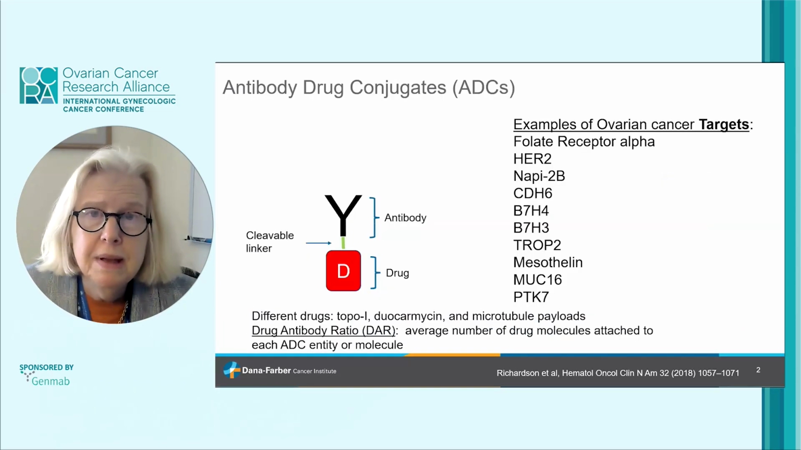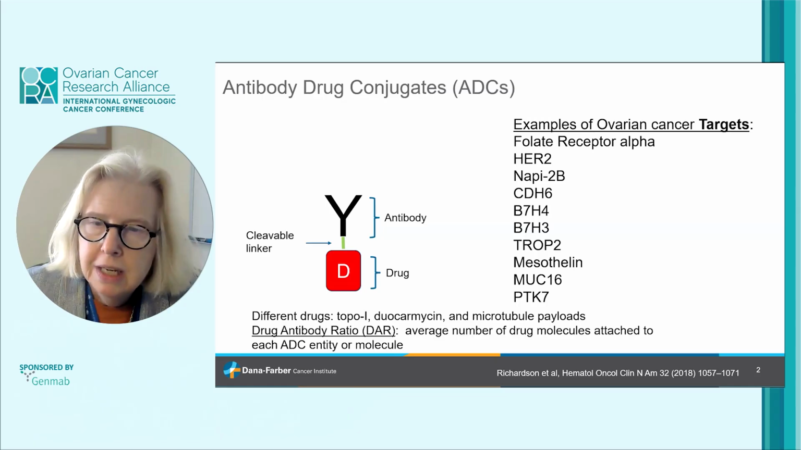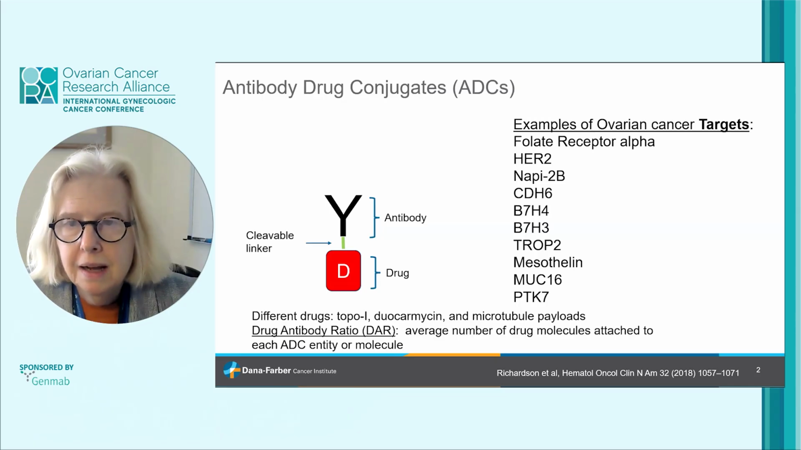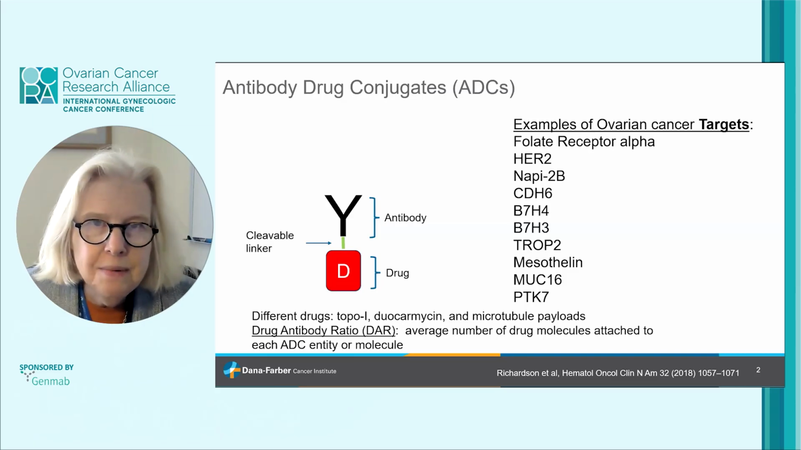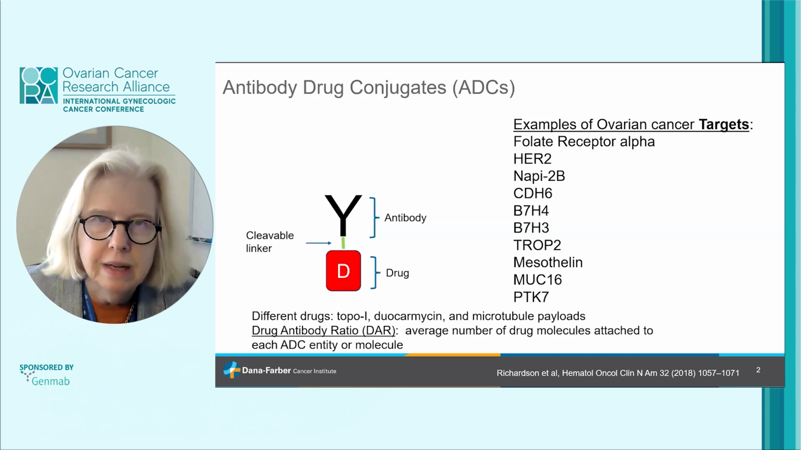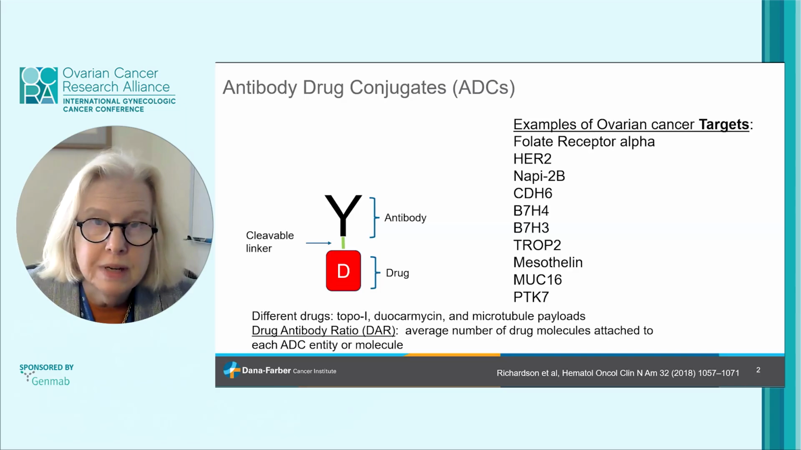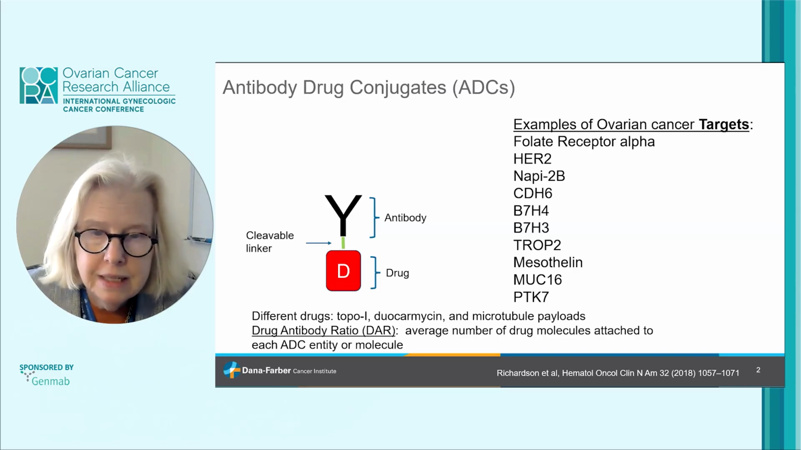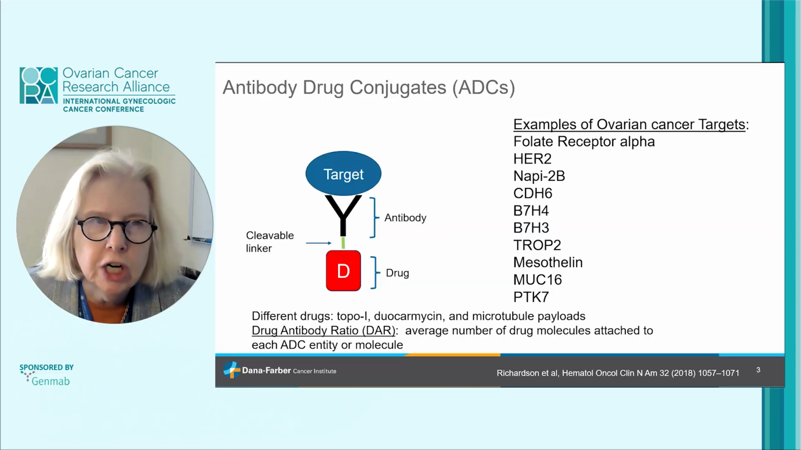So I just want to talk about the basics, the ABCs of antibody-drug conjugates. This is one of the ABCs, how these drugs are constructed. On the left, the ADC is comprised of three parts. One is the antibody, which looks like a big Y. That antibody is linked to a drug, and that drug is in red. There are different drugs: topoisomerase 1, duocarmycin, and microtubule payloads. And that antibody recognizes a target.